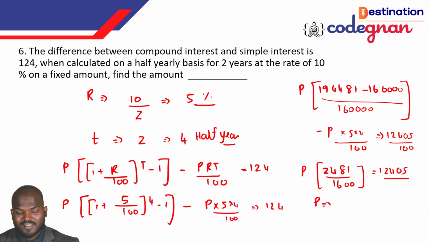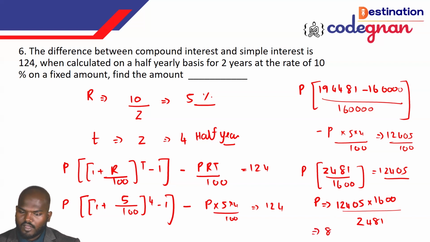Once you take up this one, yes, it is a very big value because compound interest is much bigger than the simple interest, so the values also become very, very big. Make sure that you deal with the big values without a calculator. So 12405 times 1600 over 2481. If we calculate the value, we will get 8,000. So 8,000 is the only possible answer.